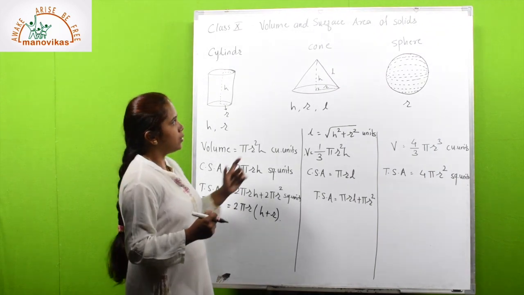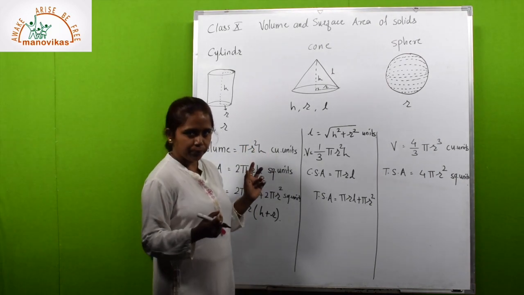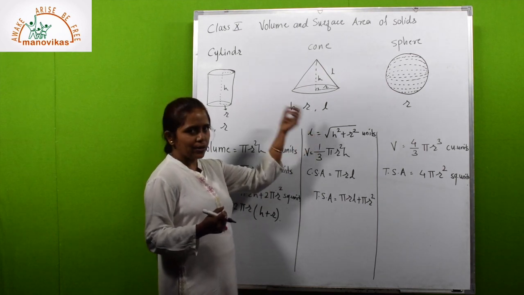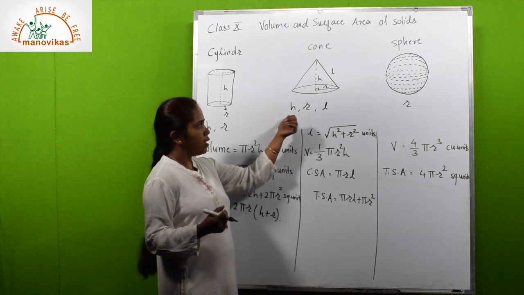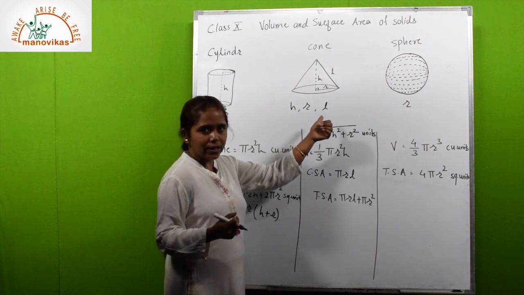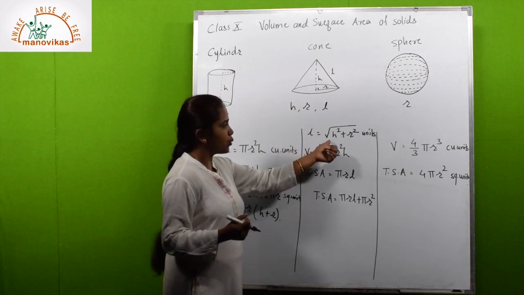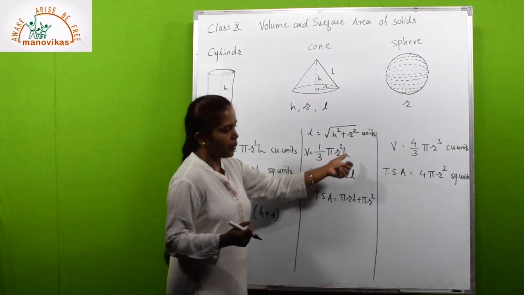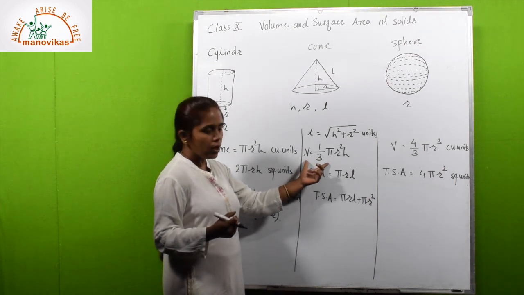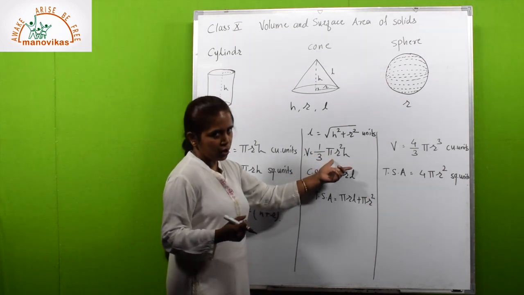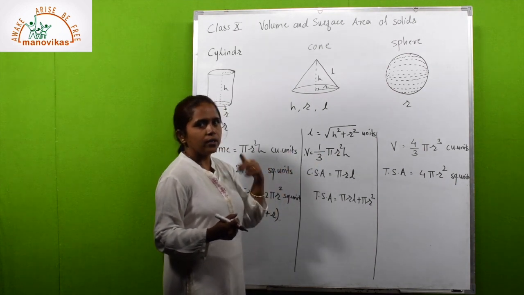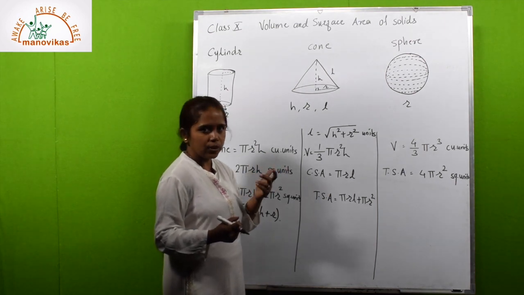Now next is the cone, that is a right circular cone. Okay, so already I explained the three dimensions. Base radius r, height of the cone is h, and L is the slant height. Slant height you get as a square root of h square plus r square. Now what will be the volume? Volume of the cone is 1/3 pi r square h cubic units. Okay, what will be the unit? Cubic unit. If it is meter, then meter cube, centimeter, centimeter cube, like that.